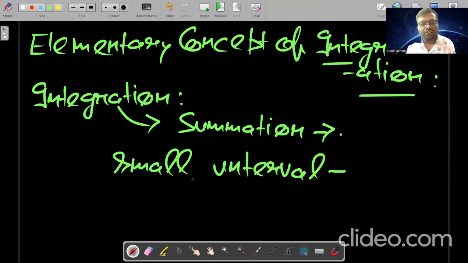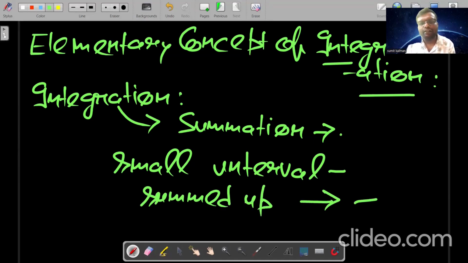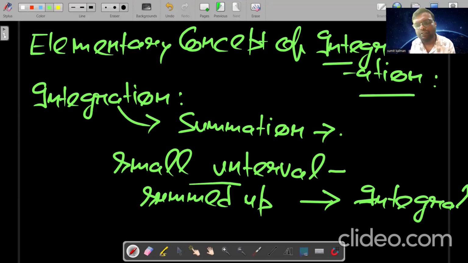and all those contributions are summed up, we obtain the integral of the function. I am repeating once more. When a function is measured over a very small interval and all the contributions of the functions are summed up, we obtain the integral of the function.